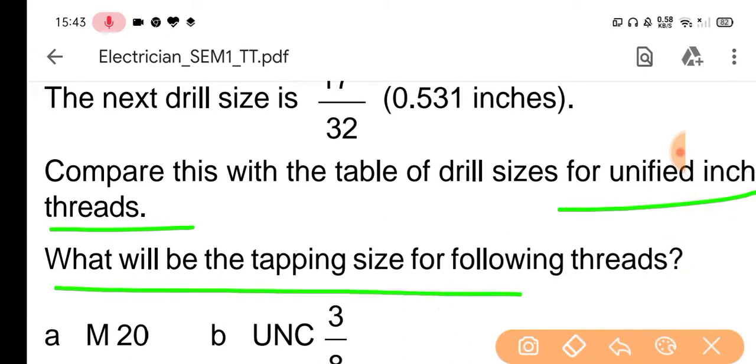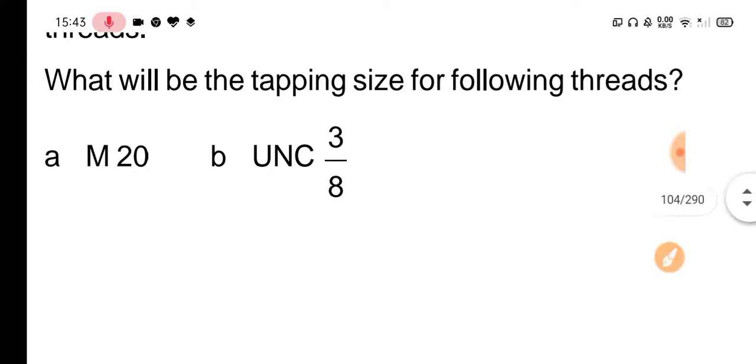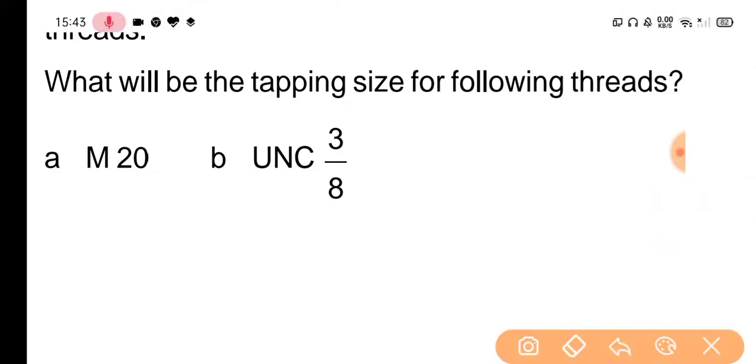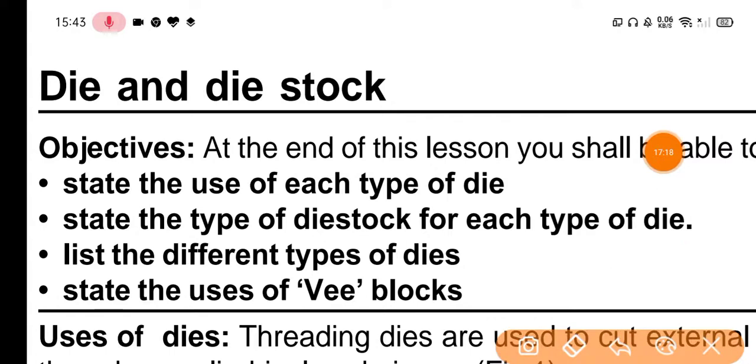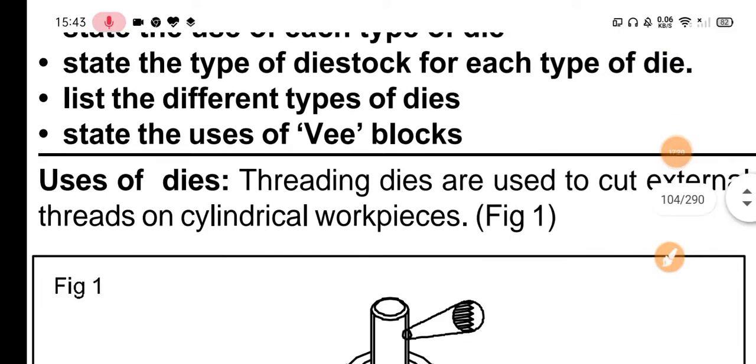What will be the tapping size for the following threads? M20 and UNFC 3/8. Dies and die stock.